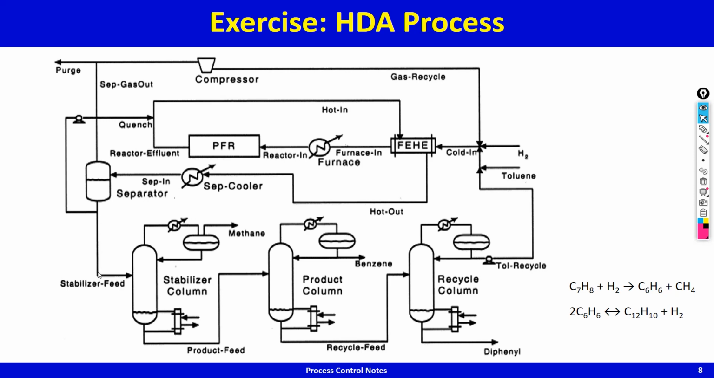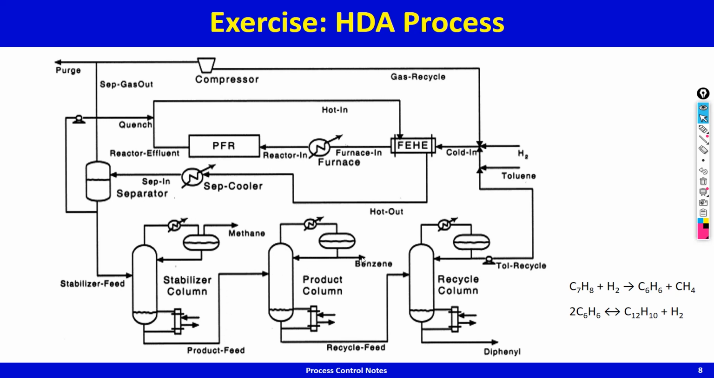Okay, so you send the flash drum condensate into the stabilizer column. The stabilizer column is like the purge column in the Cumin process. It purges out the methane and the hydrogen that is dissolved in the liquid feed, and the bottoms is hydrogen and methane free, so it's essentially C6, C7 and C12. It goes to the product column.